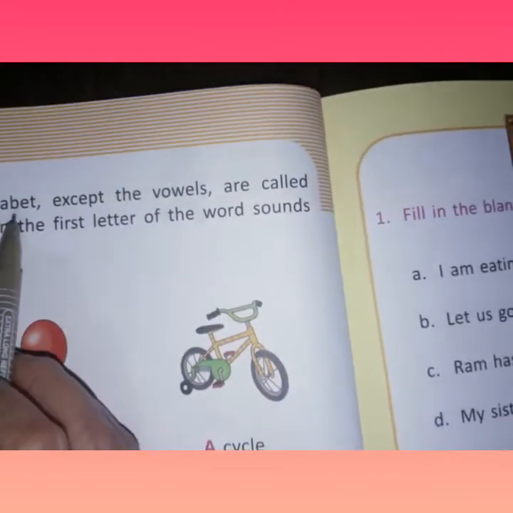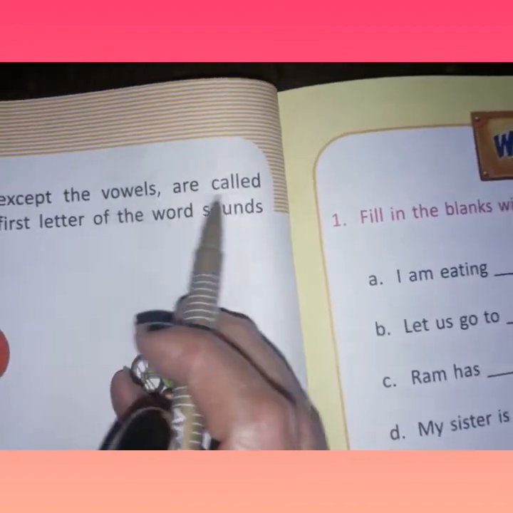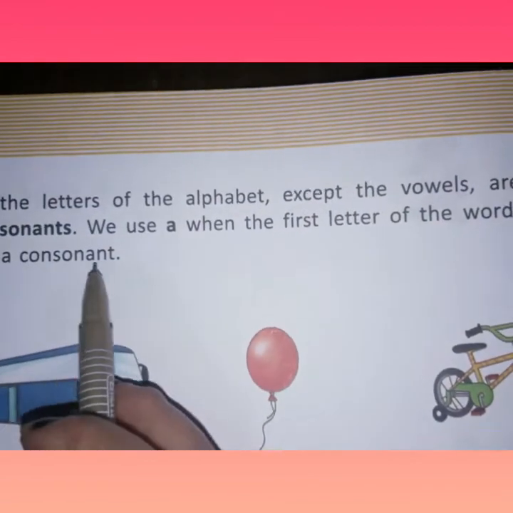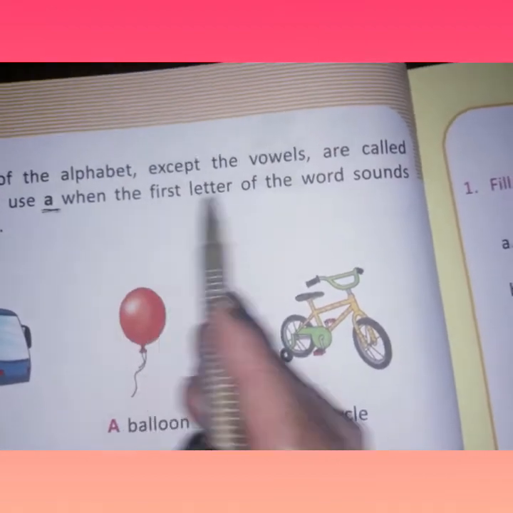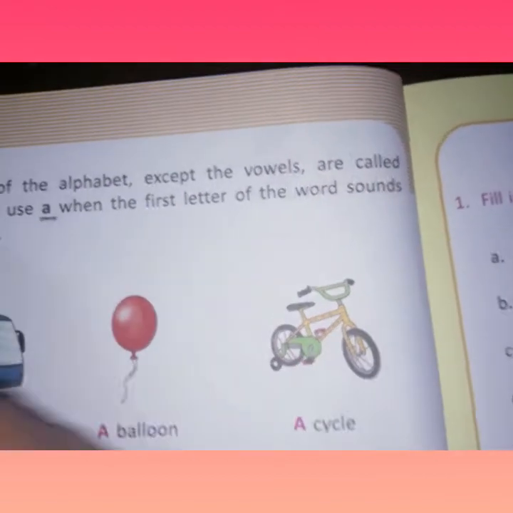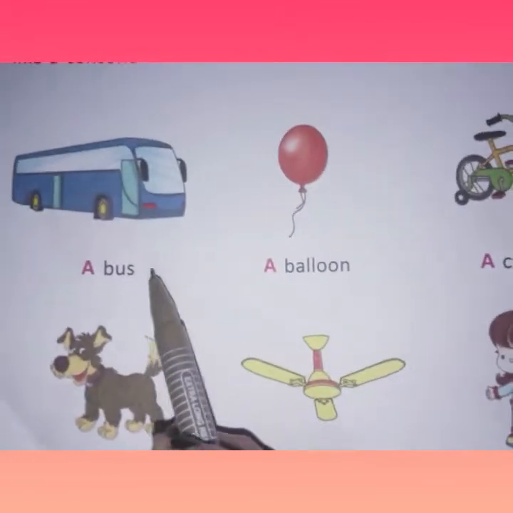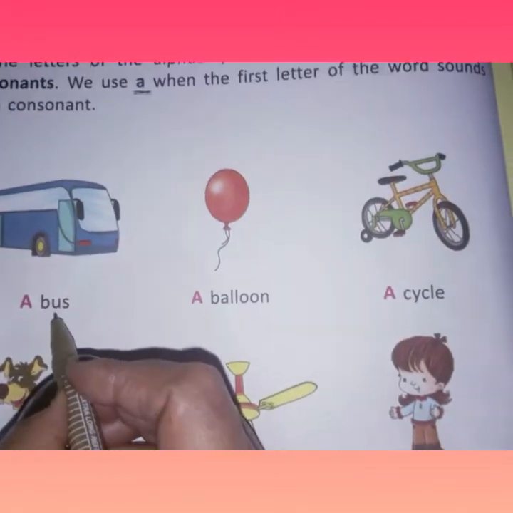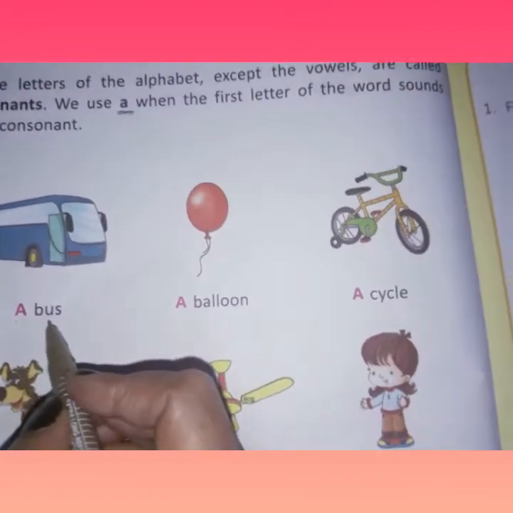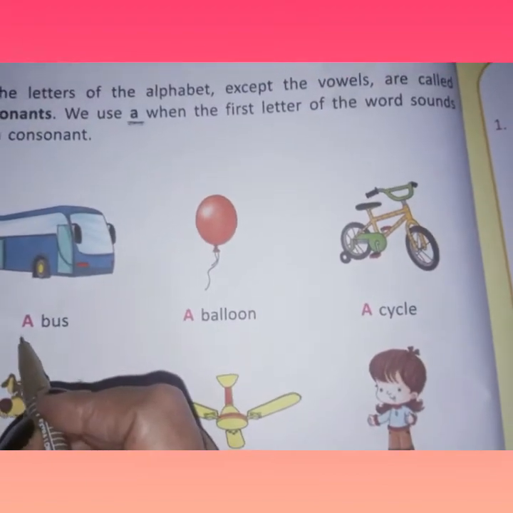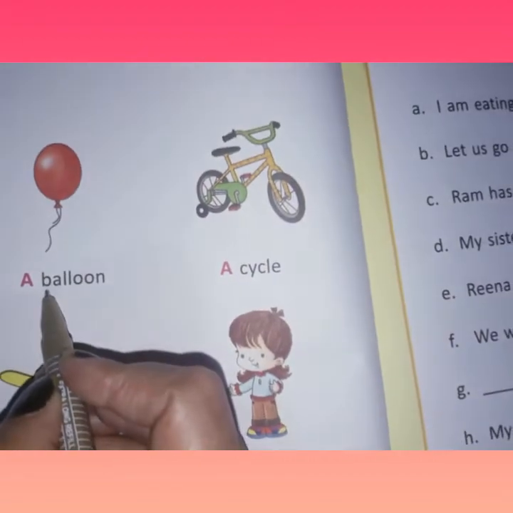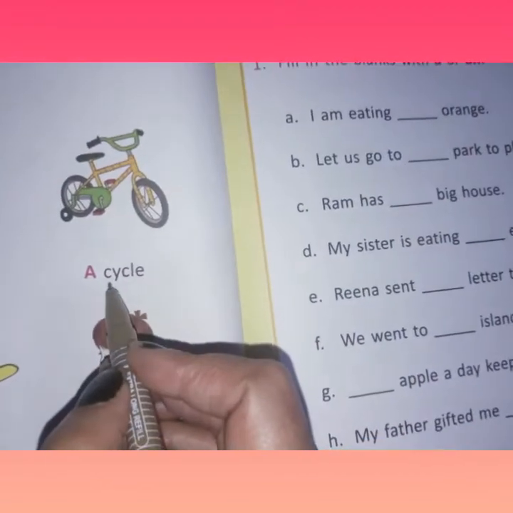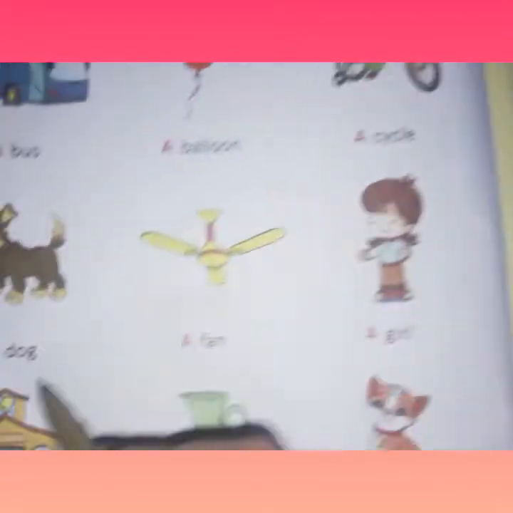All the letters of the alphabet except the vowels are called consonants. As I told you before, we use a when the first letter of the word sounds like a consonant. See, this is the picture of a bus. The word bus starts with a consonant. Before the bus, what is written here? Here is written a. A balloon. A cycle. Balloon starts with a consonant. Cycle starts with a consonant C. C is also a consonant.